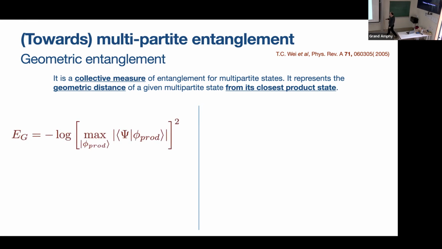So essentially, you just look for the overlap of your state, the psi, for instance the ground state, with generic product states, and then you just find the maximum overlap. This is a measure of how much entanglement is contained in your many-body state.